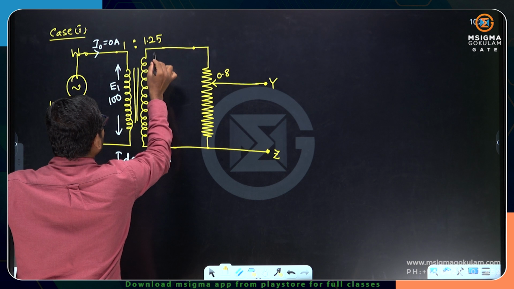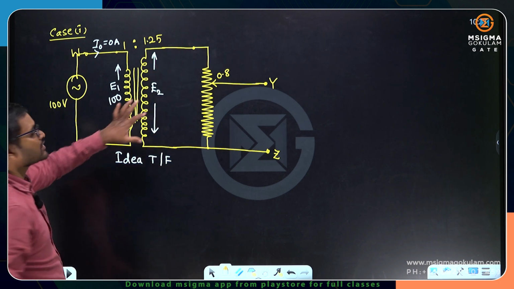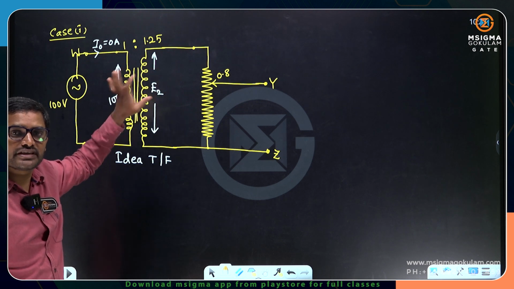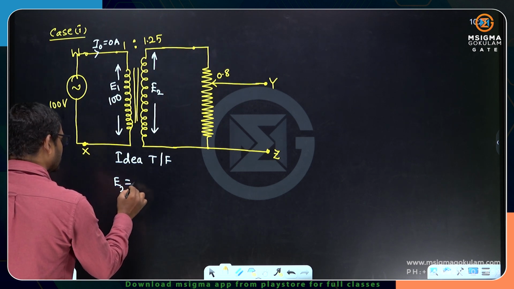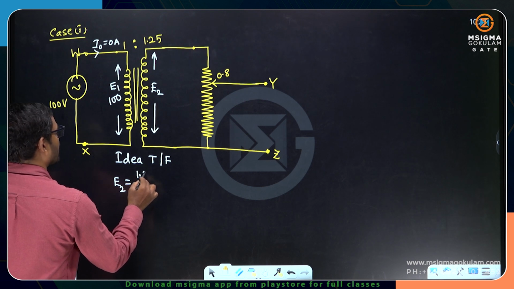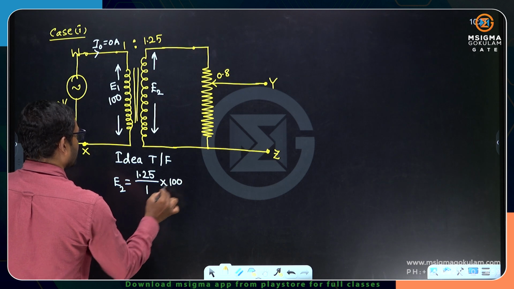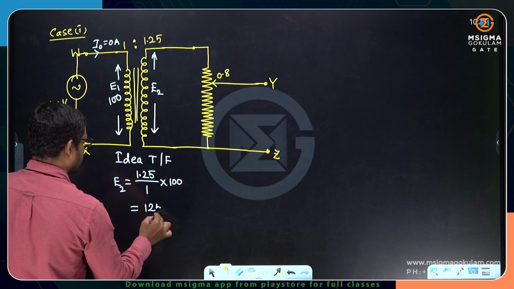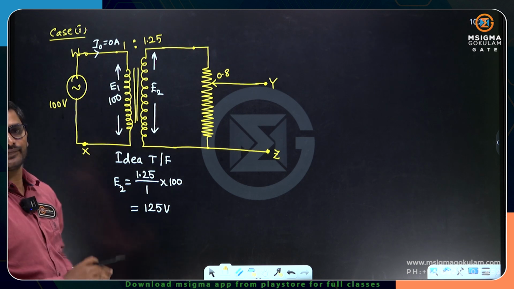Now what will be E2? Can you tell me what E2 is? E2 is equal to N2 by N1 times E1. So E2 is equal to 1.25 divided by 1 times 100. I am getting 125 volts. More turns, therefore more voltage than the first case.